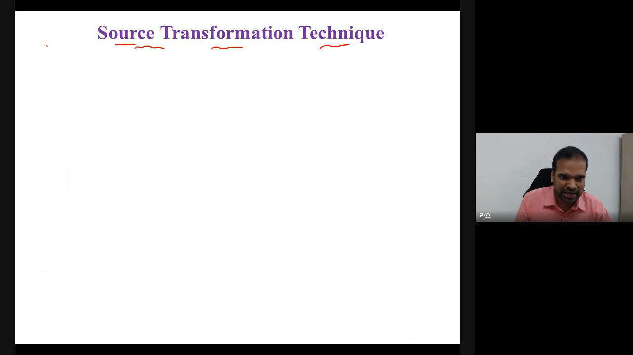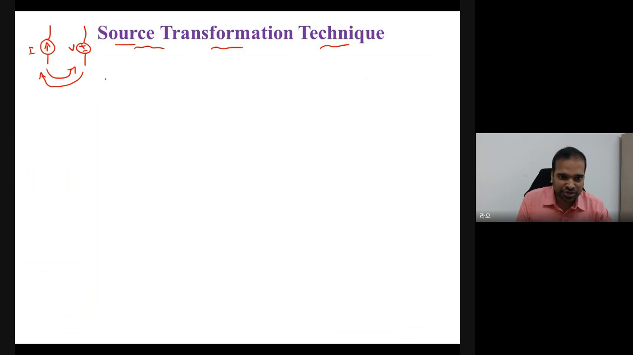So here, what does source mean? In our previous classes, I already explained two sources. One is the current source and the other one is the voltage source. Now, in order to find an unknown parameter in the given circuit, sometimes it is very important to transfer from the current source to the voltage source or from the voltage source to the current source. So you should know how to do this transformation.